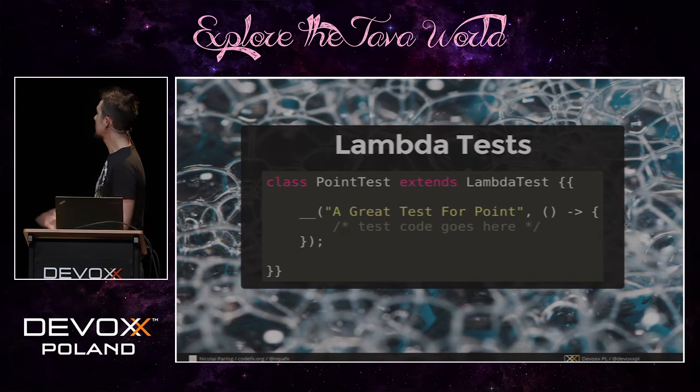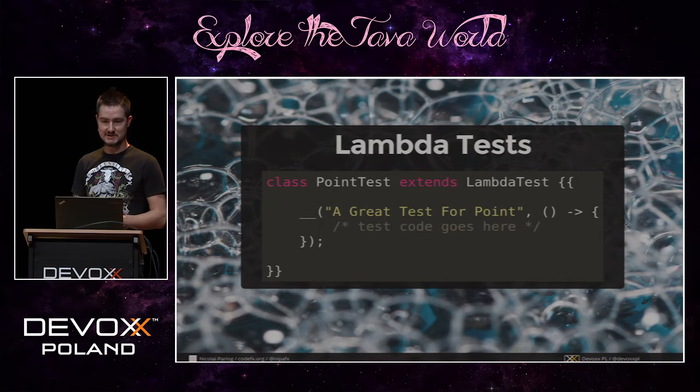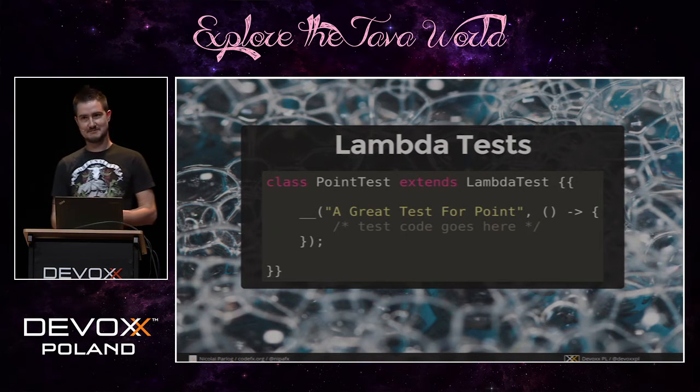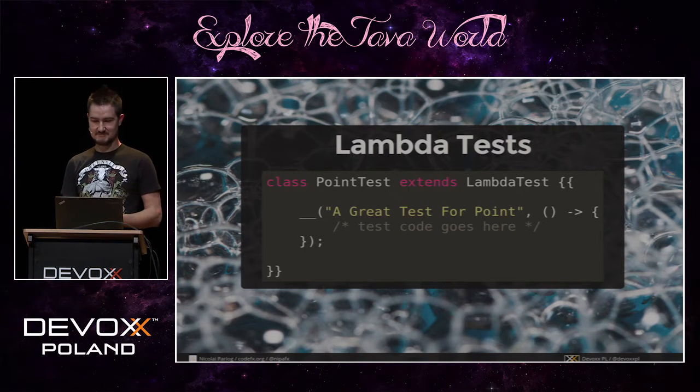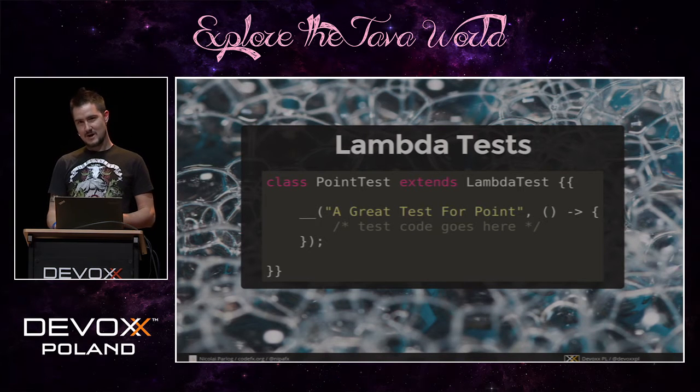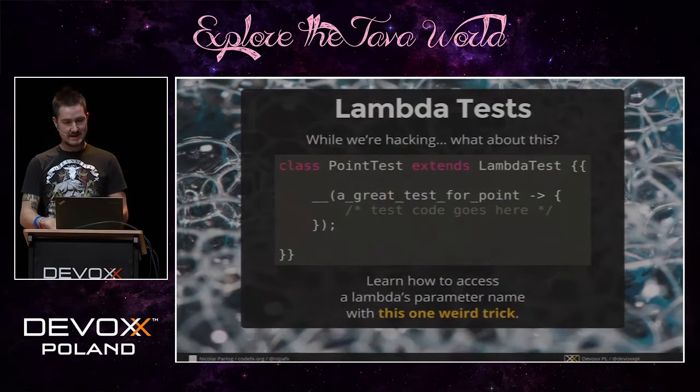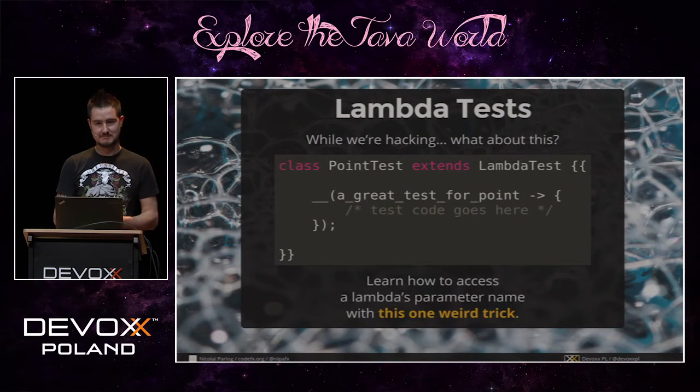So now we call our double underscore method, and we give it the great name for the test, and then just a Lambda expression with the test. That's, I don't know, a little bit closer to what we wanted. While we are hacking, we can get even closer if we really, really want to.